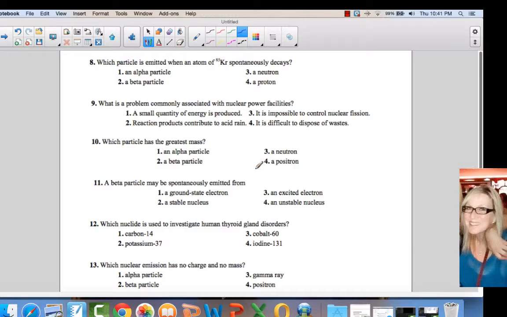Which particle is emitted when an atom of krypton-85 spontaneously decays? This is table N. So I go to krypton-85, and it says B minus. And if I don't know what B minus is, I can go to table O, and I can see that it's beta.